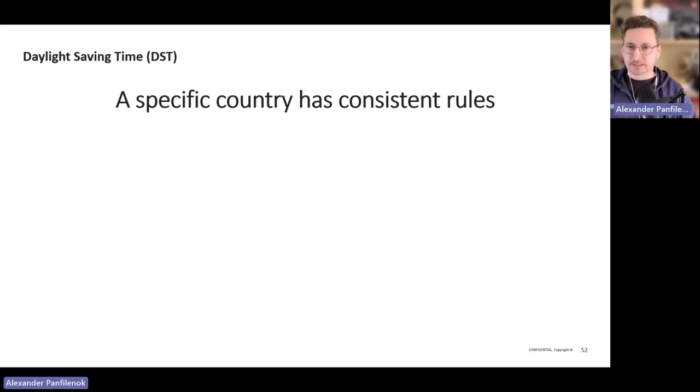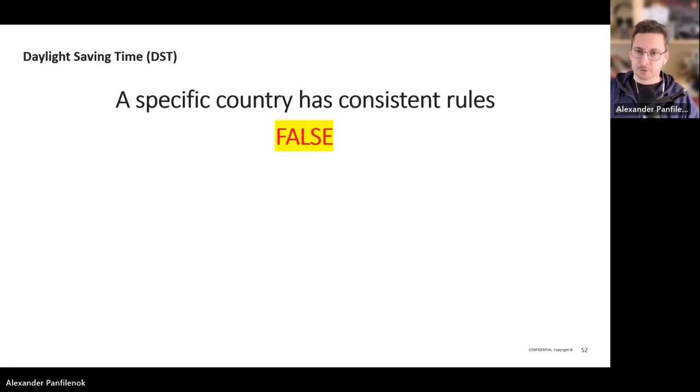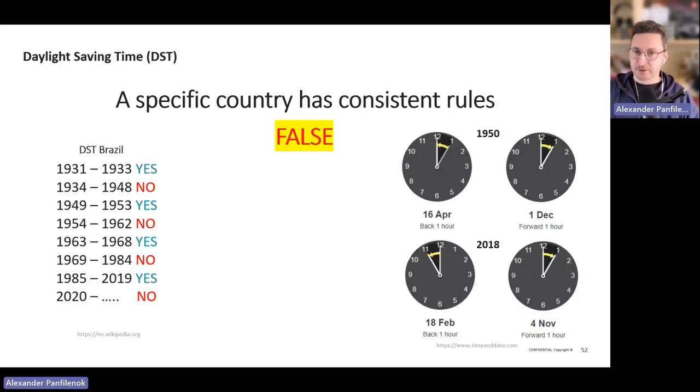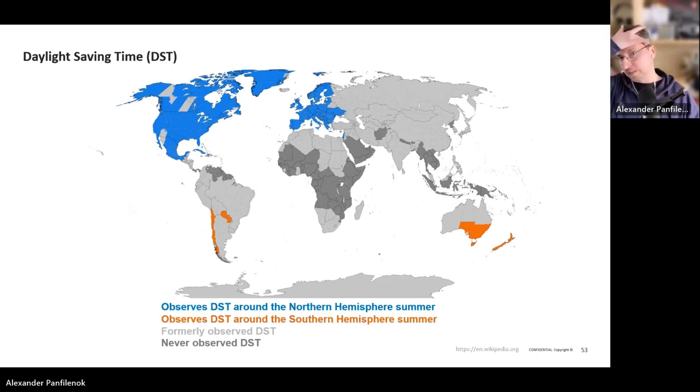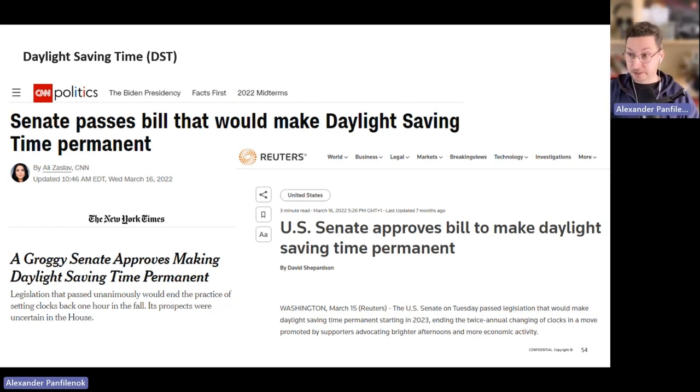A specific country has consistent rules. Also not true. Here is a history of decisions for Brazil. Brazil changed the decision of using or not using DST 7 times. And also, they changed the time of day when this change happens. Here is more or less the current state of countries which are using DST. This is primarily USA and Europe. But last year, USA had plans to stay on daylight saving time, but these plans are not implemented this year.